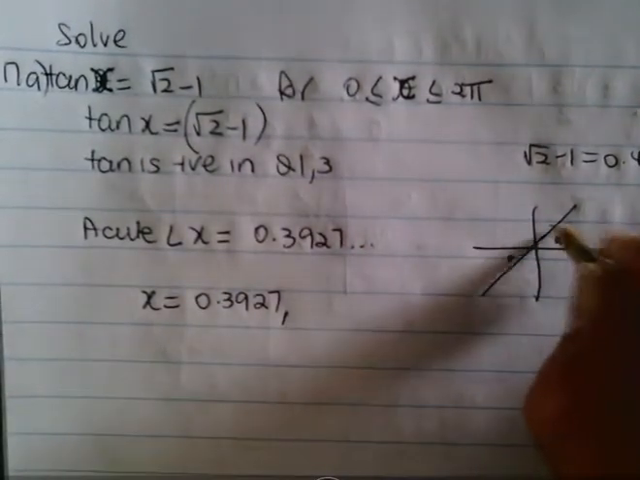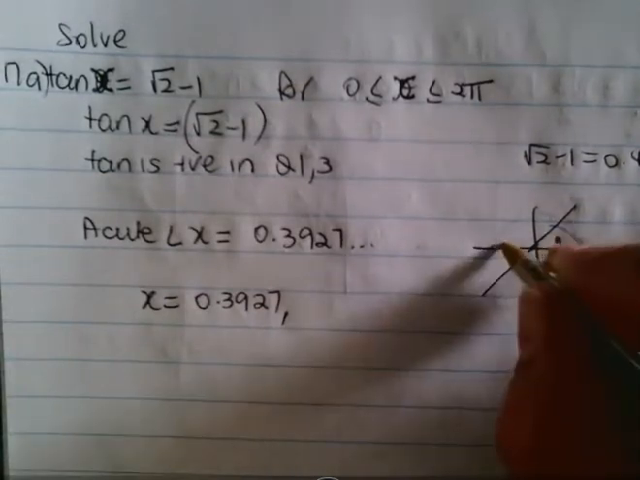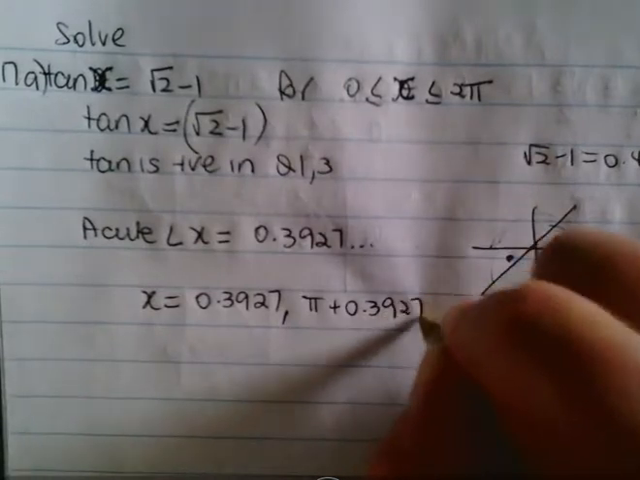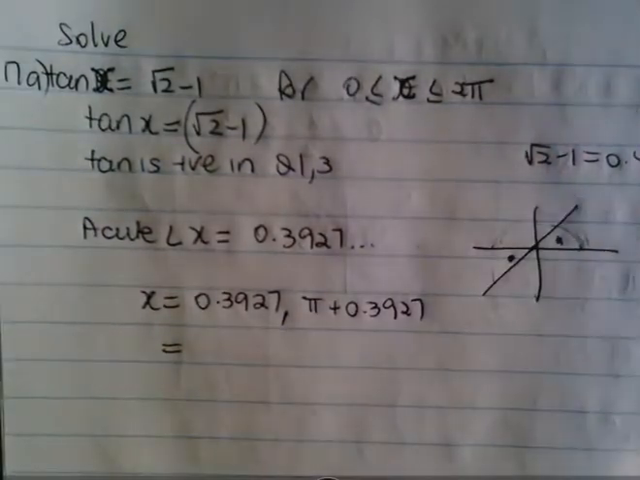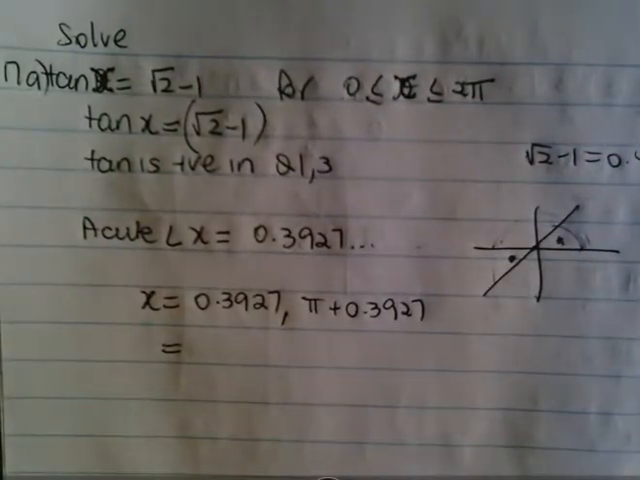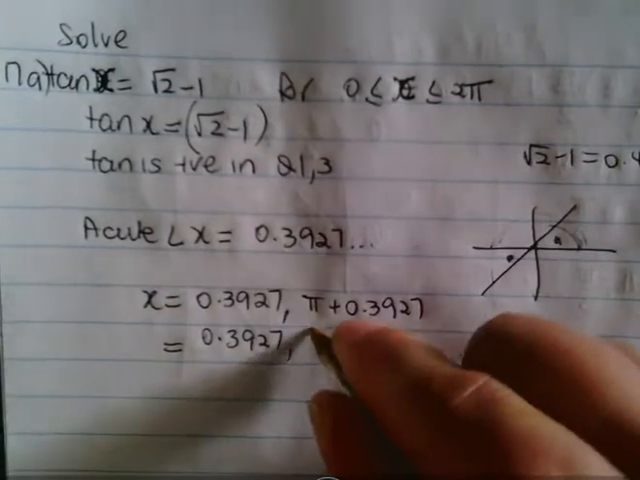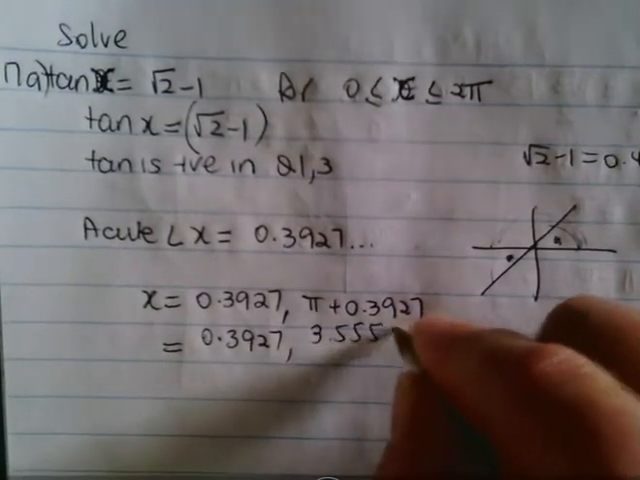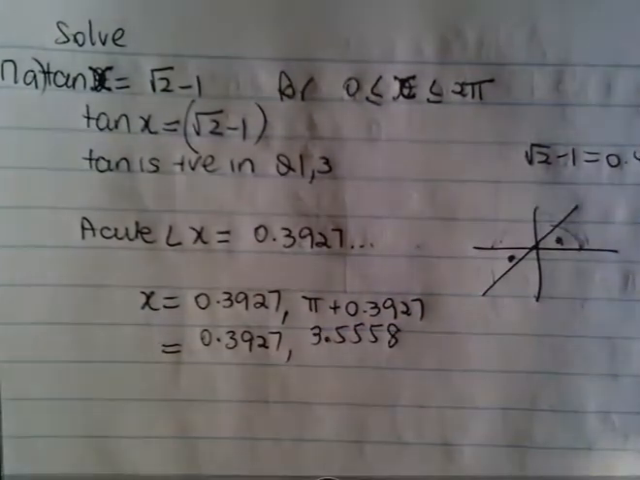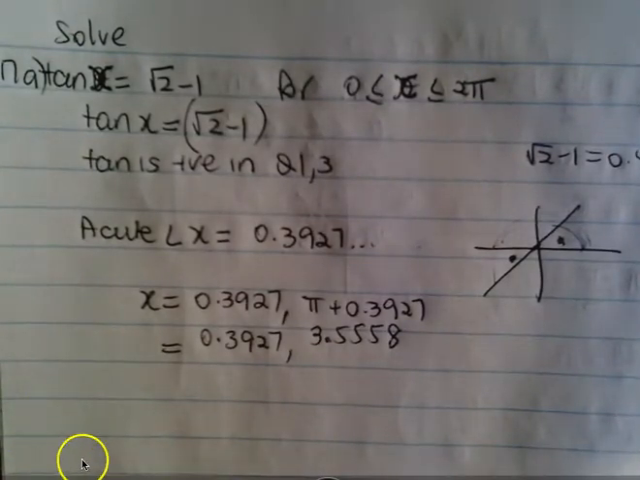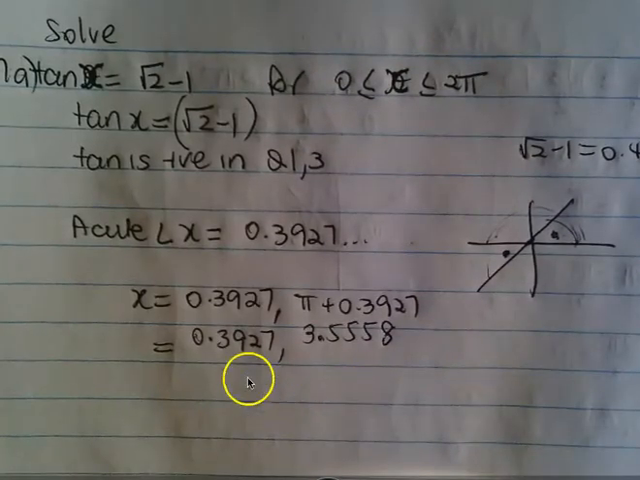And my quadrant 3 solution, remember, it's pi plus 0.3927. So just keep that answer in your calculator and add pi to it. And so my two solutions are 0.3927 and 3.5558. I know I'm giving a lot of decimal places there, but you just see what the question requires. The end of the examples.